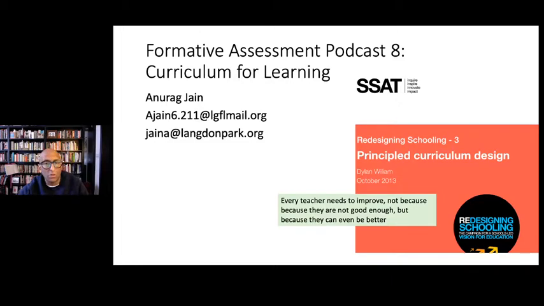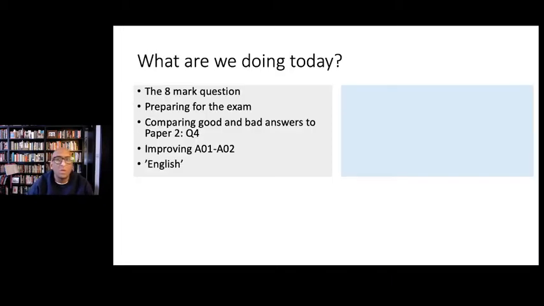So to start, here's my starter. So what are we doing today? You go into a classroom. I saw a bunch of lessons last year, and here are some things that sometimes you could hear. We're doing the 8-mark question today. We're preparing for the exam. We're comparing good and bad answers to paper 2, question 4. We're improving AL1 and AL2, or we're doing English today.